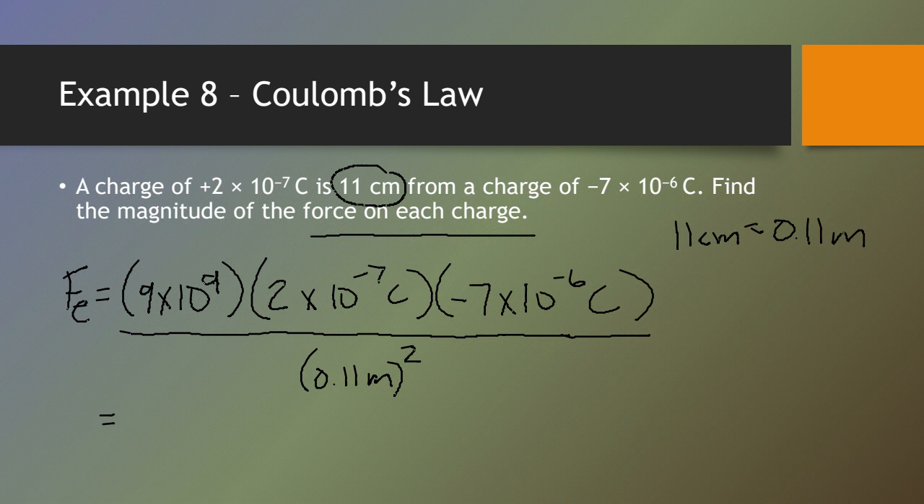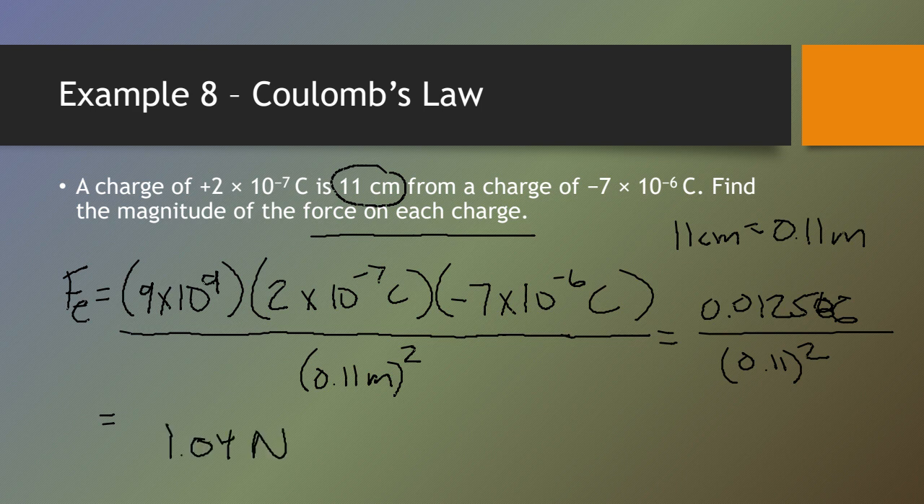Multiply the values in the numerator, divide by the denominator, and you should find that you get here 0.012586 divided by 0.11 squared, which will give you 1.04 newtons. And this will be the force on each charge.